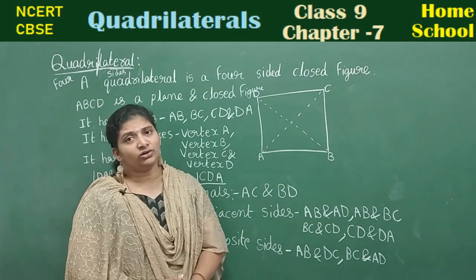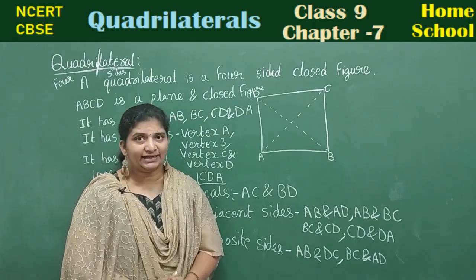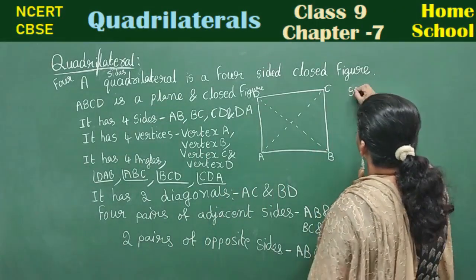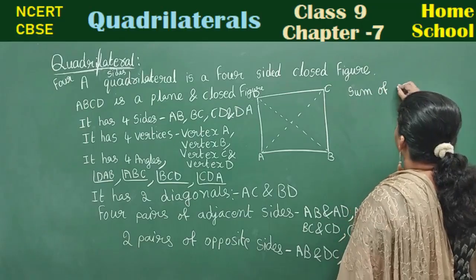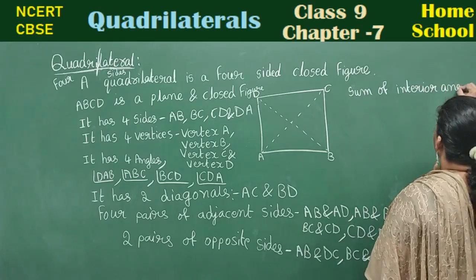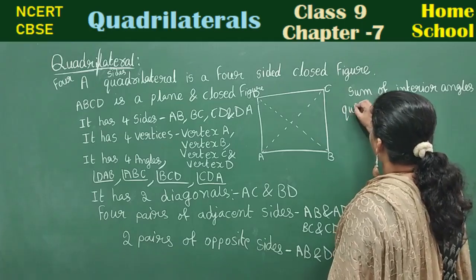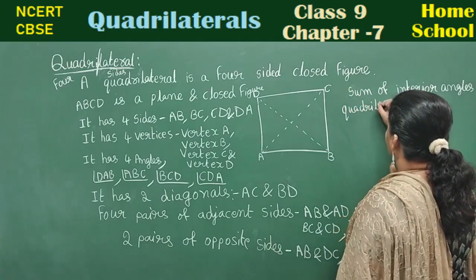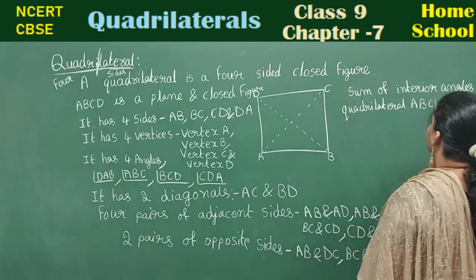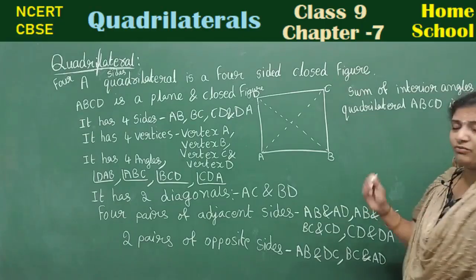And still what do we need to learn in a quadrilateral? The sum of the interior angles of a quadrilateral is equal to 360 degrees. Let us write that point. Sum of interior angles in quadrilateral ABCD. Any quadrilateral, children, is 360 degree. How do we get this 360?